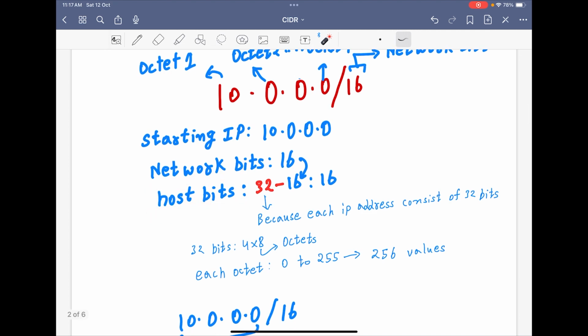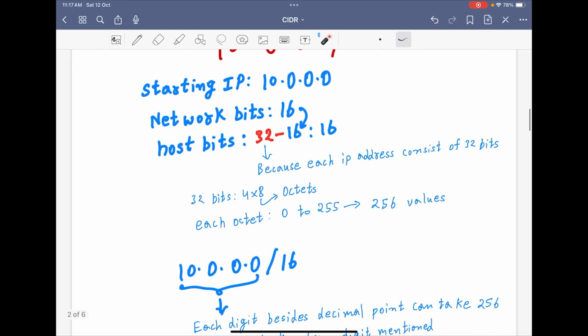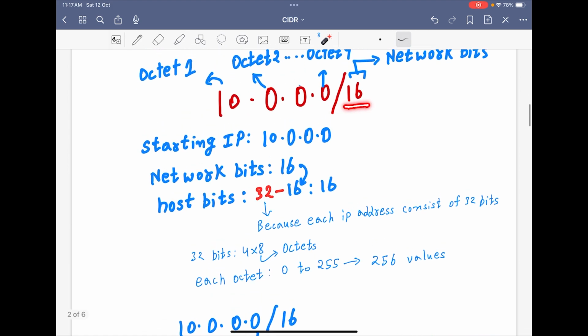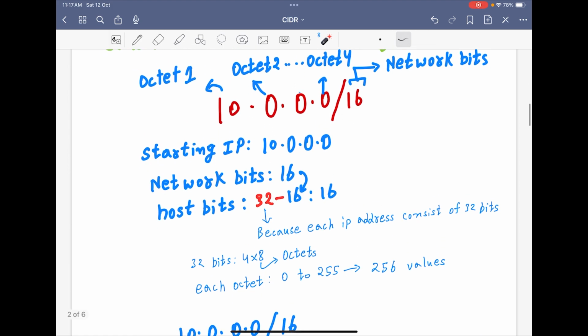Host bits are nothing but the number of IP addresses you will get using this particular CIDR range. Why are we doing 32 minus 16? Because each IP address consists of 32 bits: 8, 8, 8 and 8, 4 times 8 is 32. So this whole IP address consists of 32 bits. To calculate host bits we subtract the number of network bits from 32. So the basic formula is network bits plus host bits equals the IP address size.